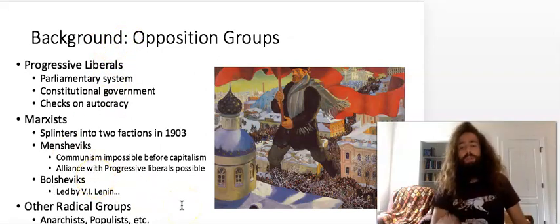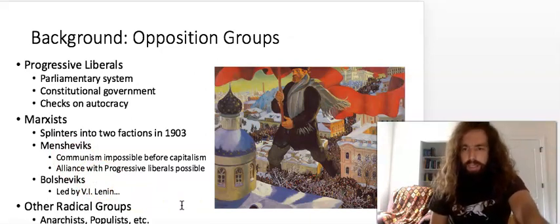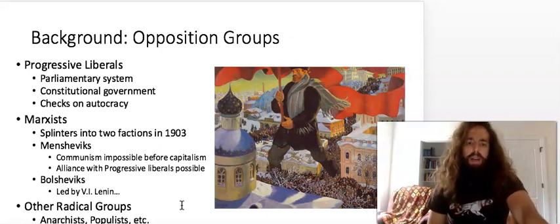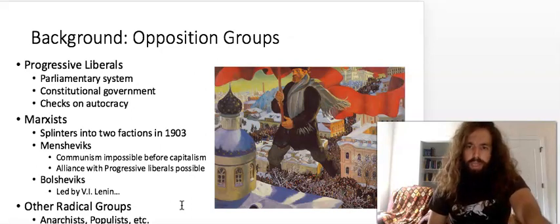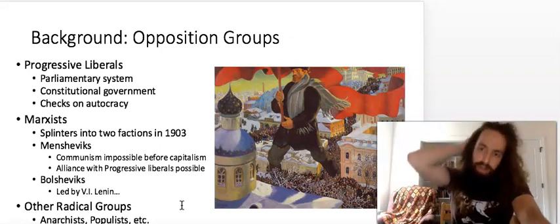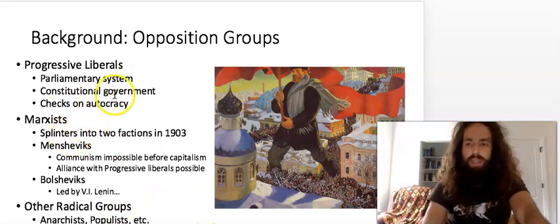There were a bunch of other important radical groups. There were anarchists, there were populists, people who believed that the peasants should just be allowed to govern themselves. There were nihilists who just wanted to kill everybody in the government and cause social breakdown and see what happened. But they don't really achieve their goals, and they kind of just sow chaos, whereas the progressive liberals and the Marxists are actually both going to get a chance to implement their ideas once the revolution starts.